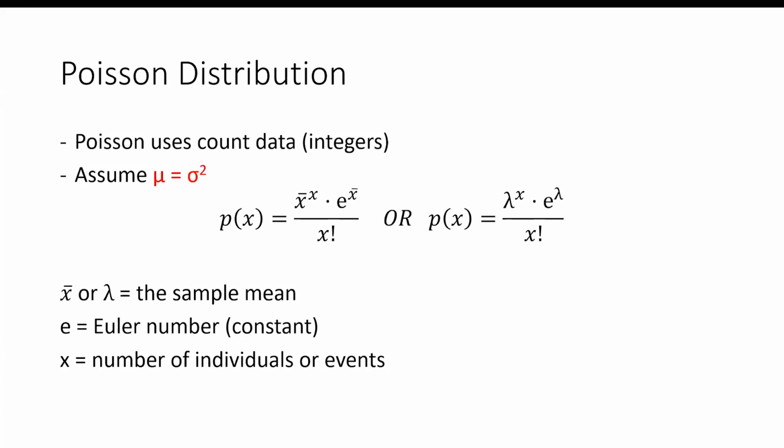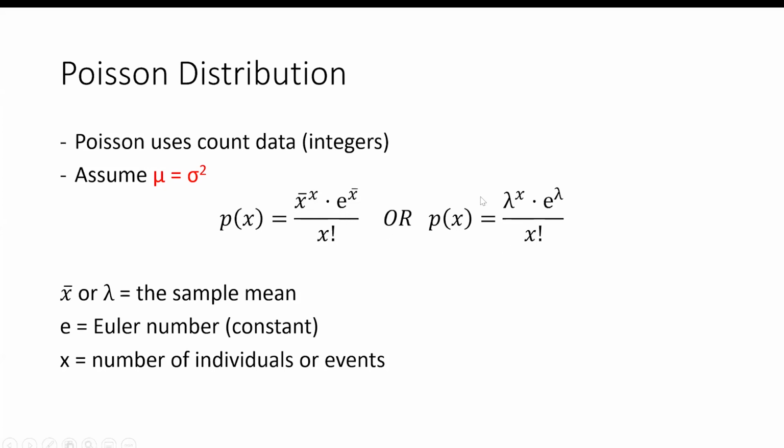The equation for the Poisson distribution is that P of x, or the probability of x, is equal to the mean raised to the number of successes, or the number of times that event occurs, times Euler's number, this e, which is a constant, raised to the negative mean, divided by x factorial. So the number of individuals or events per sampling unit factorial.